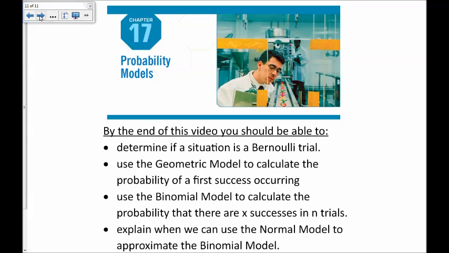You should also be able to use the binomial model to calculate the probability that there are x successes in n trials, and also explain when we can use the normal model to approximate the binomial model.